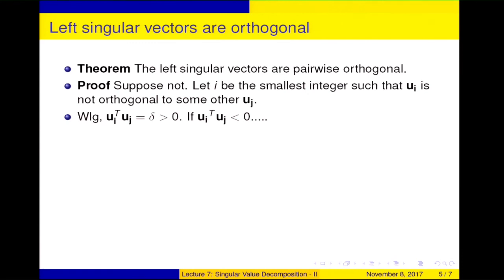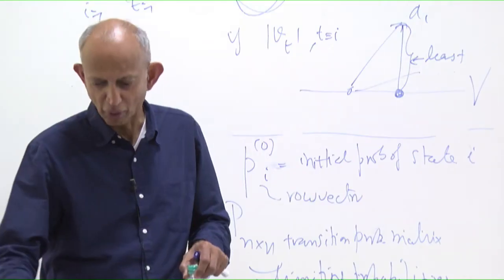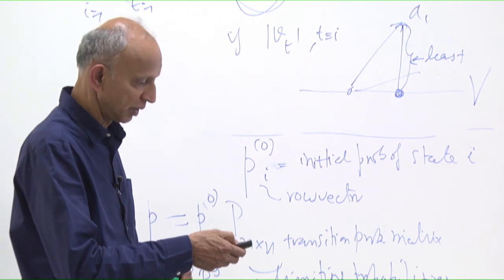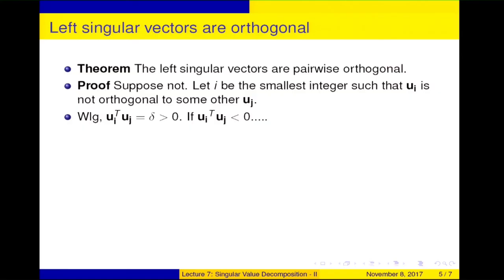So why is it that I can assume that? What if they made a negative dot product? Yeah, just replace it by the negative. If we replace u_i or u_j by its negative, that's still a singular vector. So we may assume that. We also have that j must be greater than i. That's because i was the smallest to violate orthogonality with anybody. So it cannot be violating it with the earlier ones, because the earlier ones were all right. It must be the later ones it's violating. So j must be greater than i.